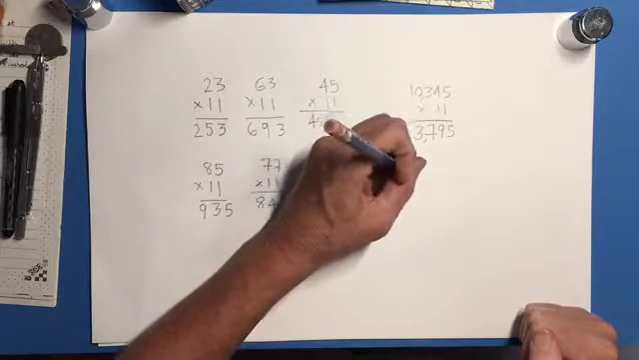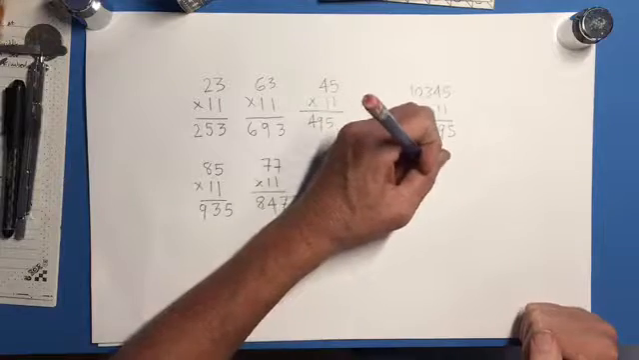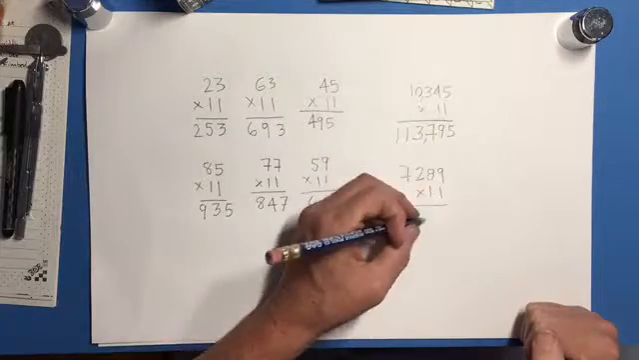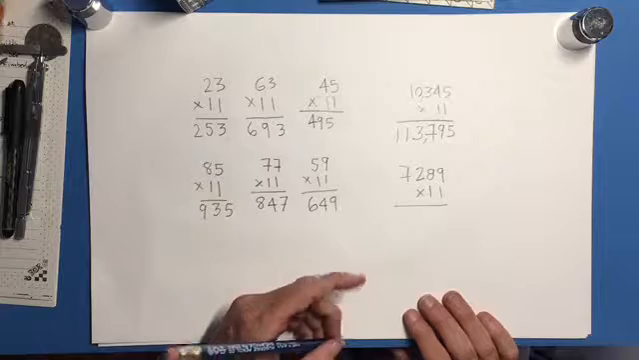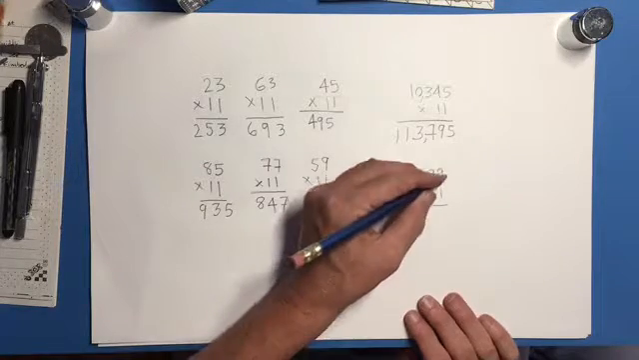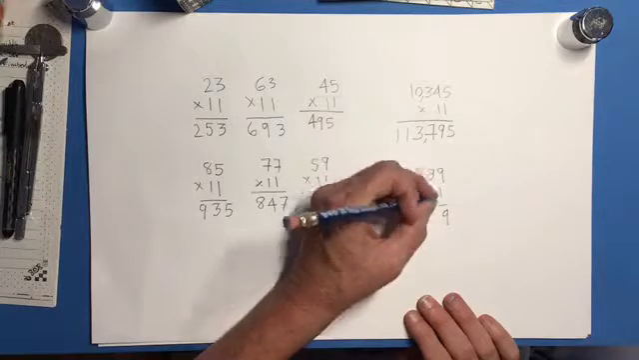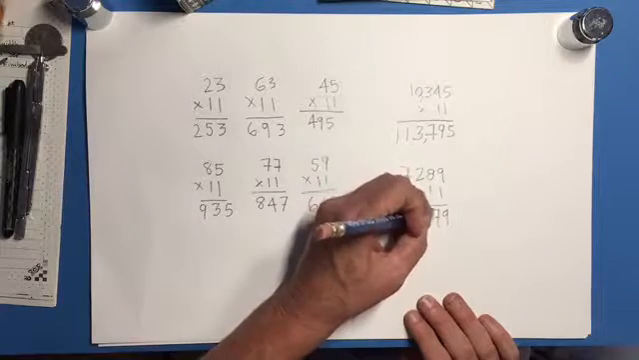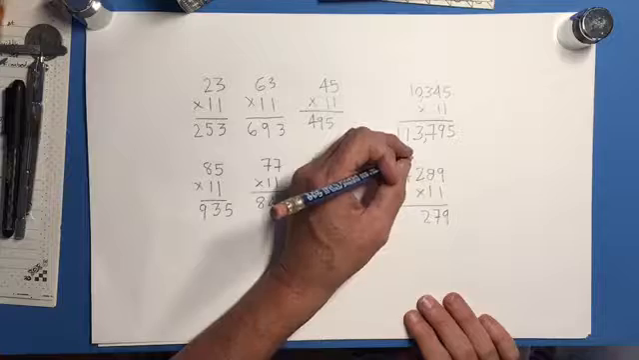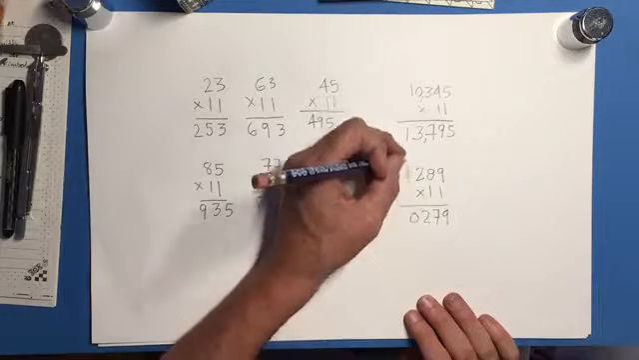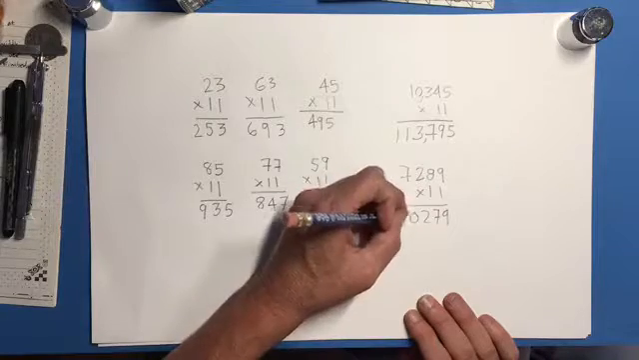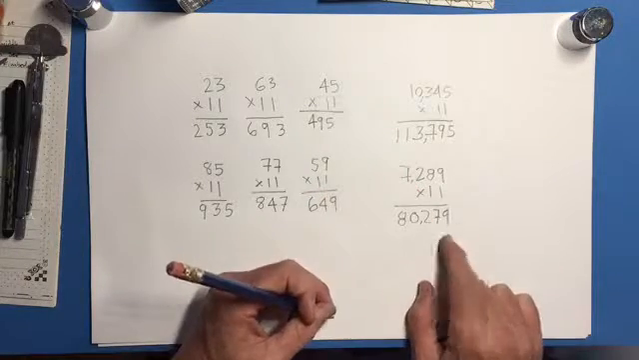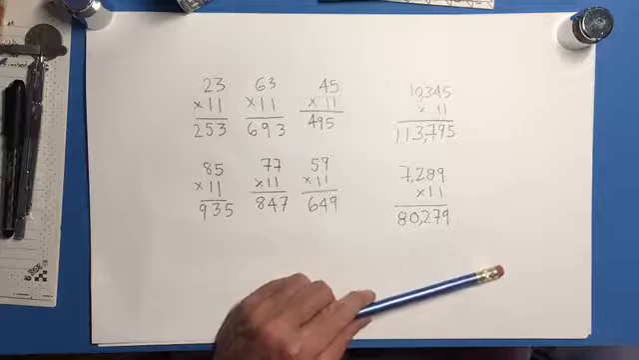Let's try one that has some larger digits in it. Let's go with 7,289 times 11. Okay, well, go ahead and try that. We'll pause right here. Okay, so that's going to be 9. 8 and 9 is 17, so 7 carry the 1. 2 and 8 is 10, plus 1 is 11, carry the 1. 2 and 7 is 9, plus 1, that's 10, carry the 1. 7 plus 1, 8. So 7,289 times 11 is 80,179. And there you go. All right, it's just that easy.